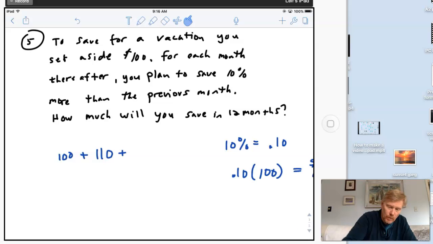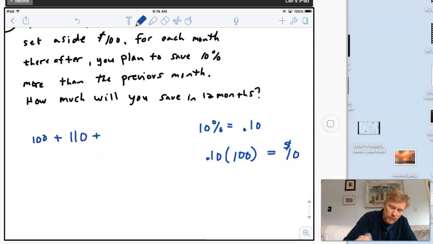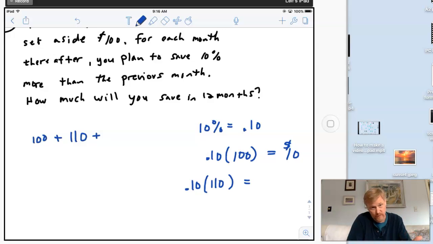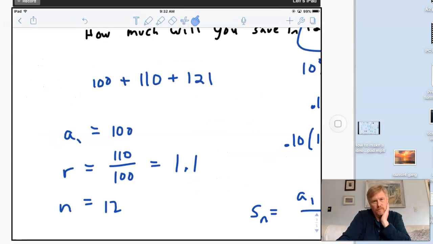I'd like to do the one more, even though it's probably overkill. If I took $110 and I multiply it times 0.10, because this will tell me how much more I do the third month than the second month. And if I do that, I get $11. So 110 plus 11 is 121. So that's the first few numbers in my series.